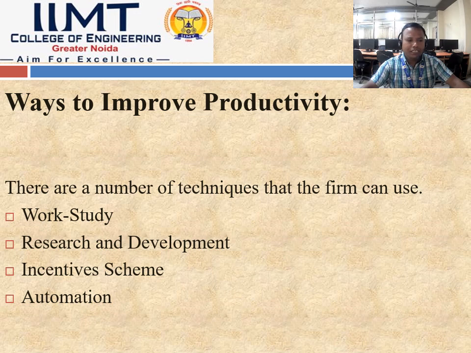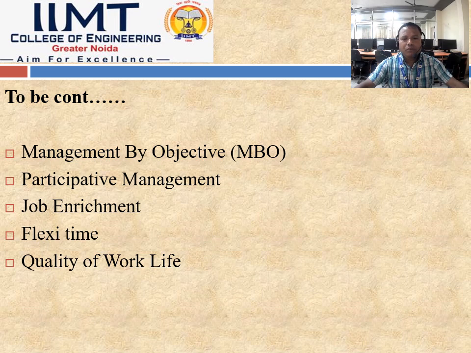Automation: advanced machinery is used to improve productivity. Automation, therefore, is the main thing in today's machinery because every organization wants their production to be automatic. Management by objectives, participative management, job enrichment, flexi time, quality of work.